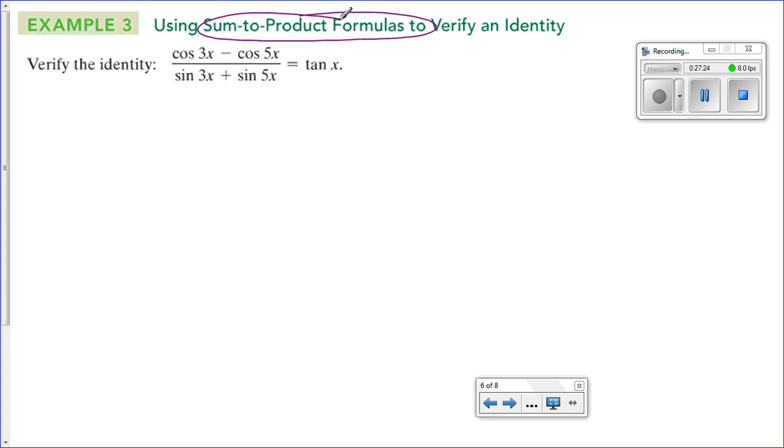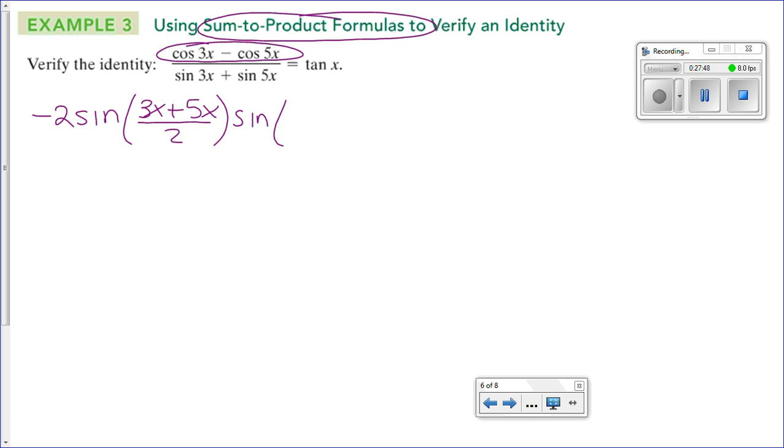Okay, so right here I'm going to use which formula for the top, the numerator? 5, 6, 7, 8. 8. Okay, thank you. So that one says -2 times the sine of the first angle, which is 3x, plus the second angle, which is 5x, divided by 2. And then times the sine of the first angle, 3x, minus the second angle, 5x, divided by 2. And that's it, right? For the numerator, yes.